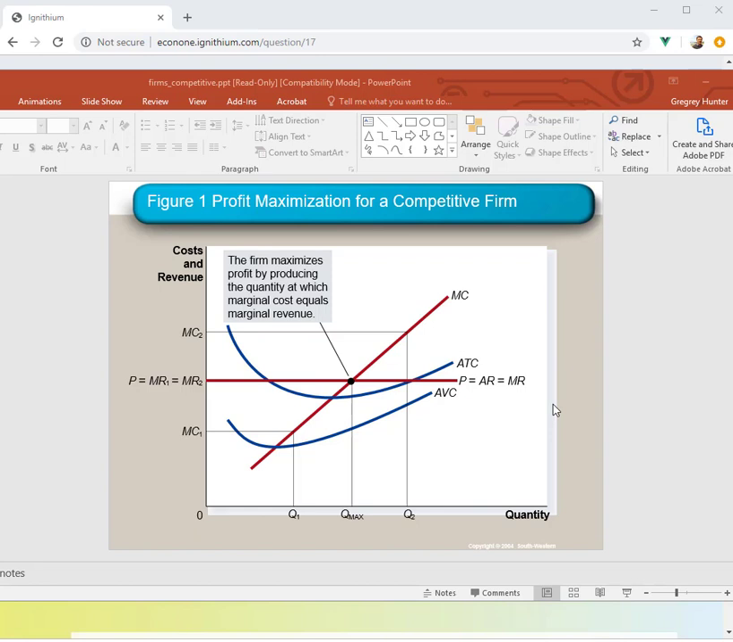So here we have a competitive firm. Notice there's the upward sloping marginal cost curve, and we've got our average total cost curve and our average variable cost curve, and they're both going to be cut at their minimum points by the marginal cost curve. And here we have an example price. So this is the main slide for most of the homework in this chapter. So now I'm going to go ahead and remove this slide.